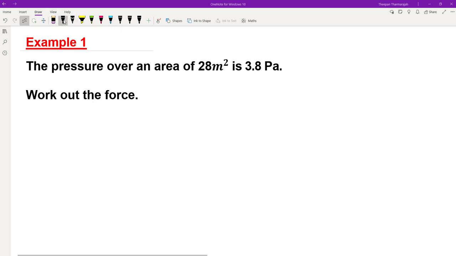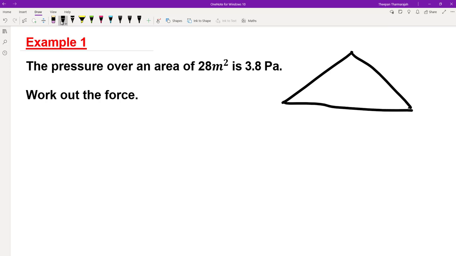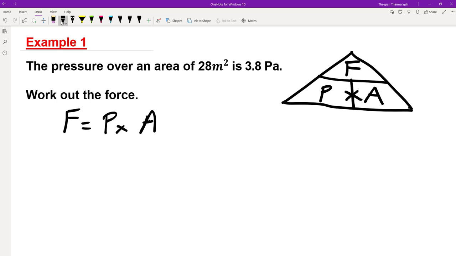So what we're going to do is draw a triangle as we did before. Our formula is the following: pressure is force divided by the area. In other words, we can also say that the force is the pressure multiplied by the area. That's our formula. Now we know what the pressure is.